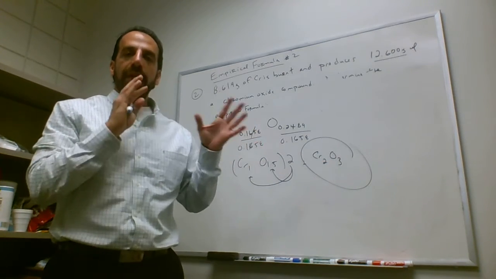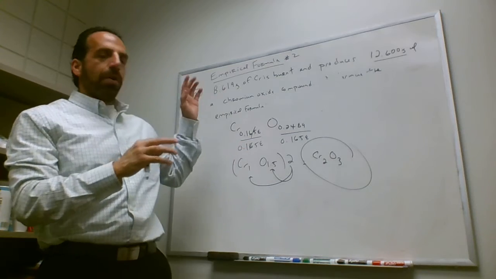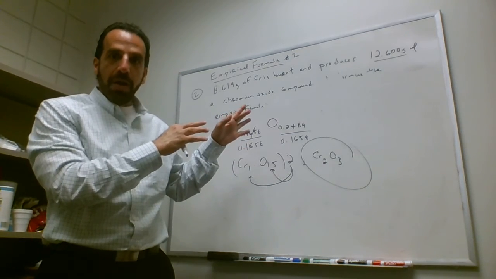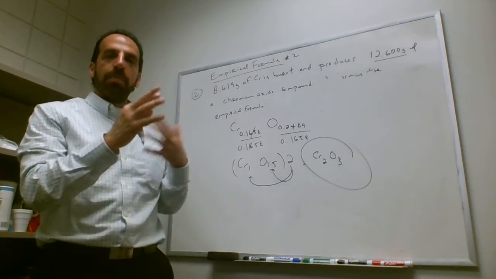So the only 2 scenarios you can get for empirical formula is that either it's close to the whole number that you can round it off, or it's right in the middle and then you just multiply everything by 2.